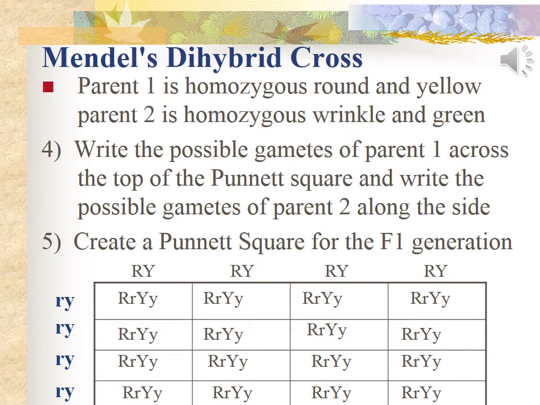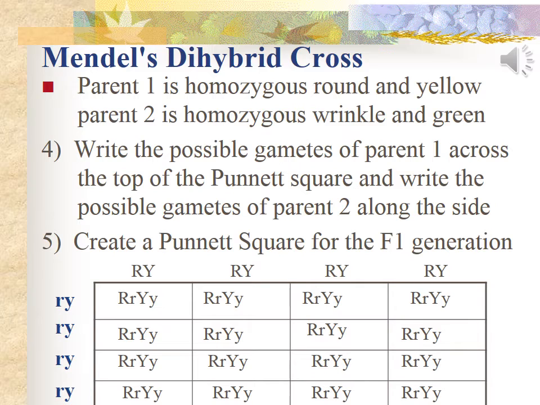Okay, so what you do then is that you put across the top the result of the 13 cross, the big R and big Y, the 14, big R, big Y, the 23, big R, big Y, and the 24, big R, big Y. And then on the side, you did the same thing for the other parent: 13, little r, little y, 14, little r, little y, 23, little r, little y, and 24, little r, little y.